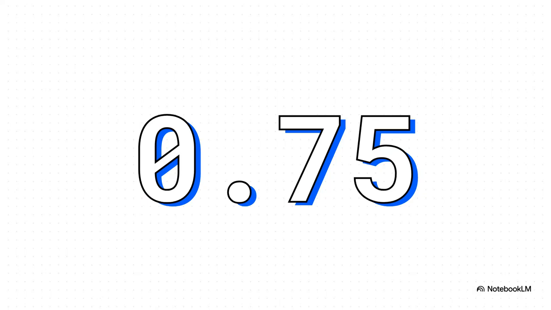Now look at this number, 0.75. According to the groundbreaking research by John Hattie, that is the effect size of instructional clarity. To put that in perspective, that's powerful enough to create almost 2 years of academic growth in just one school year. It's just proof. When students know exactly what's expected of them, their achievement can absolutely skyrocket.